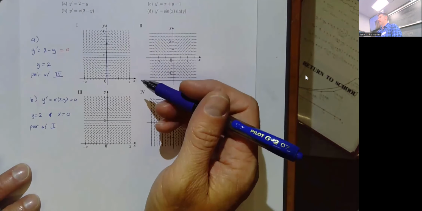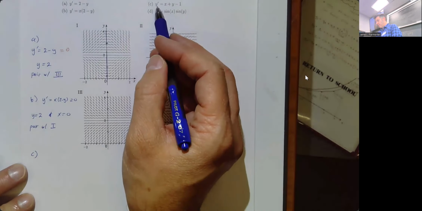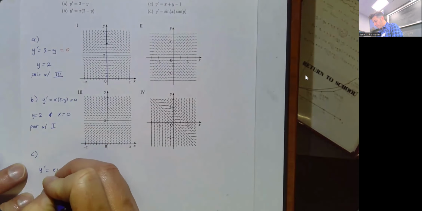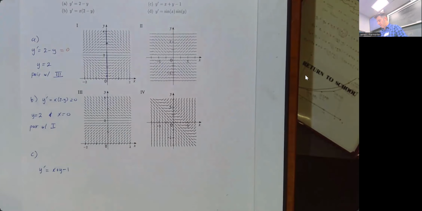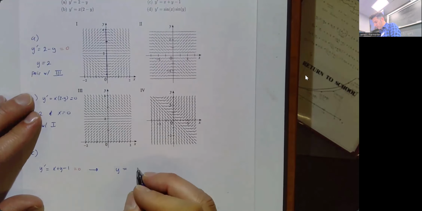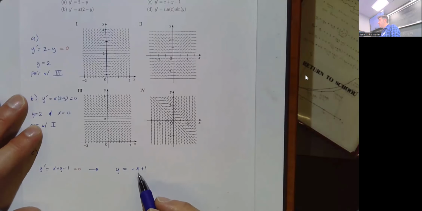So let's look at C. Also, it's the last letter. Y prime equal to x plus y minus 1. Again, I would set that equal to 0, and if I do, I would solve for y. So here I'm going to get y equal to 1 minus x, or negative x plus 1. So I look at the line y equals negative x plus 1, which has a y-intercept of 1 and an x-intercept of 1. Then that straight line should have all horizontal little tangent lines through it.